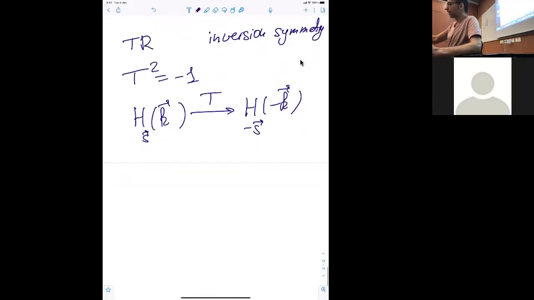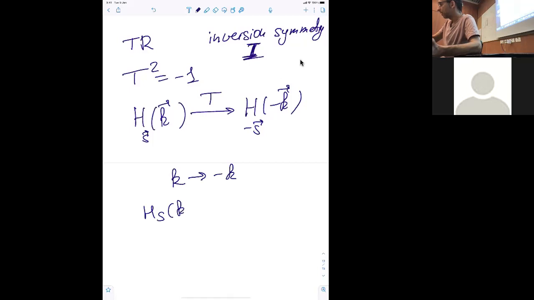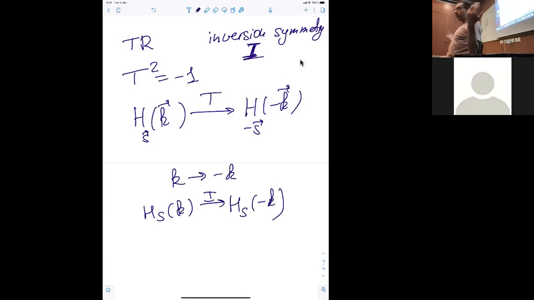Now inversion symmetry, that's denoted by I. What it does, it doesn't act on spin indices at all, as far as I understand. And it transforms K to -K. So the Hamiltonian at the state K will be transformed by the inversion to the Hamiltonian at the state -K. Now, what else do we know?